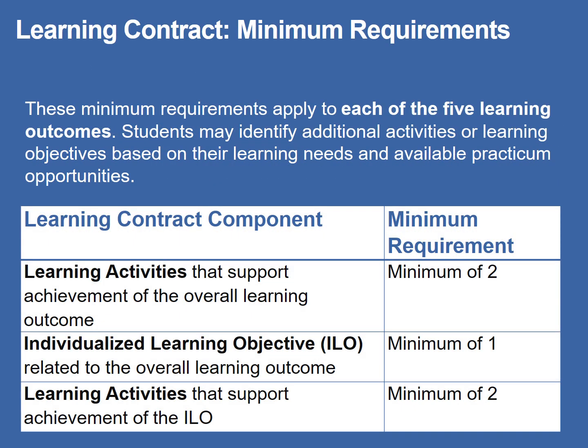On the slide are the minimum requirements for the learning contract. These minimum requirements apply to each of the 5 learning outcomes, so students may identify additional activities or learning objectives based on their learning needs and available practicum opportunities. So as you can see in the table, students must identify a minimum of 2 learning activities that support achievement of the overall learning outcome. Students must identify a minimum of 1 individualized learning objective related to the overall learning outcome, as well as a minimum of 2 learning activities that support achievement of your individualized learning objective.